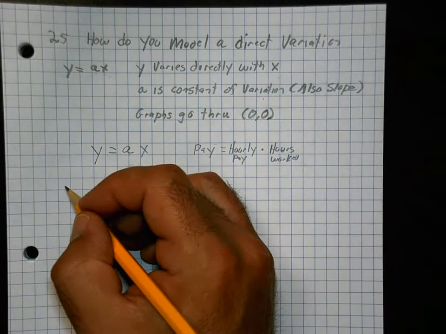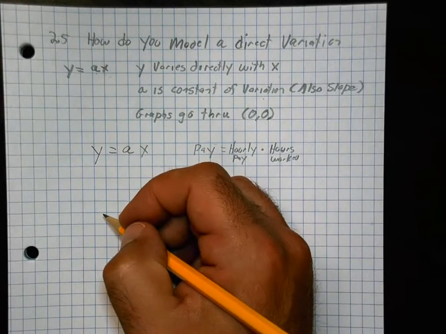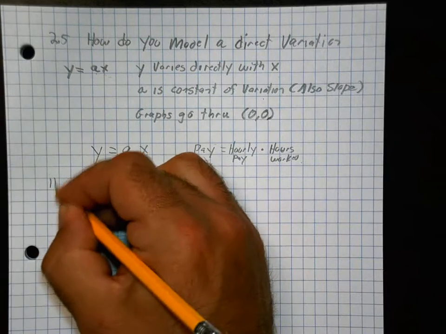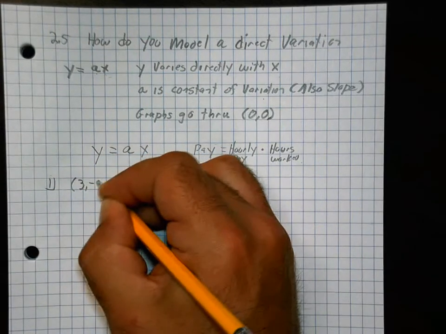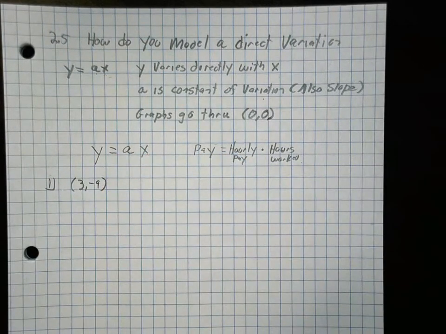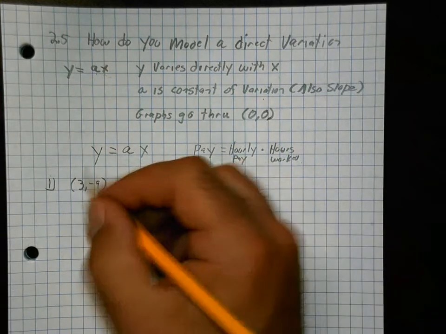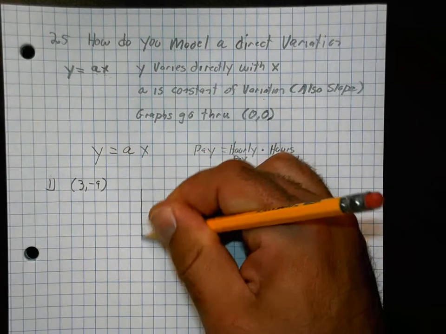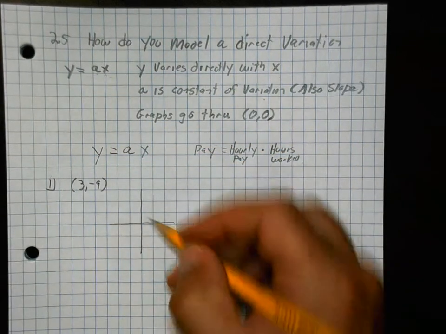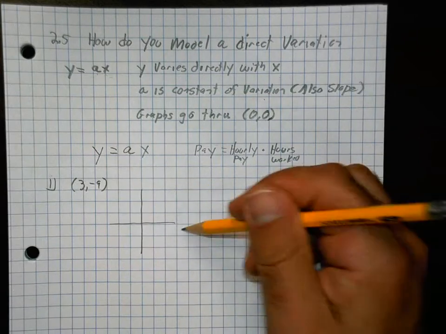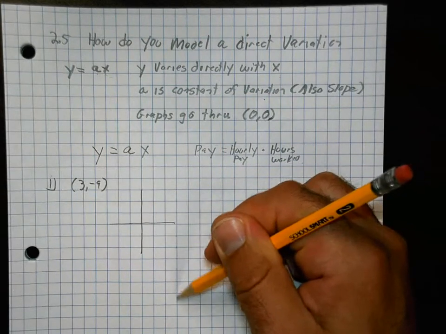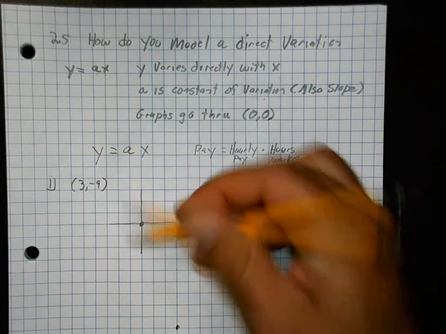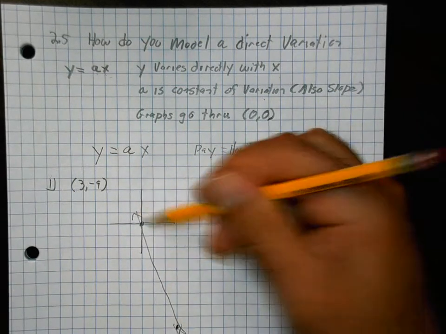So graphing these. If I'm given a point, I can find the equation and I can graph it. So if I know that (3, -9) is a point on a direct variation, I can find the equation of that and I can graph that as well. So (3, -9) is way down here, and I know it goes through 0, 0. So this is just a quick sketch of my graph.